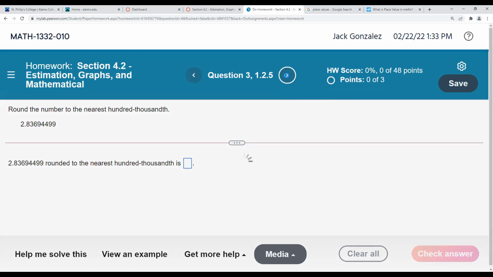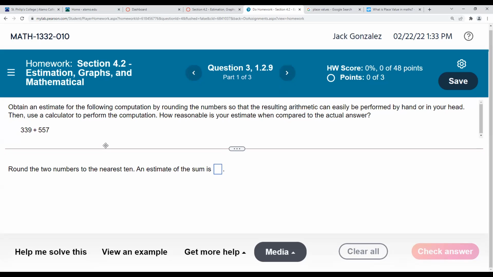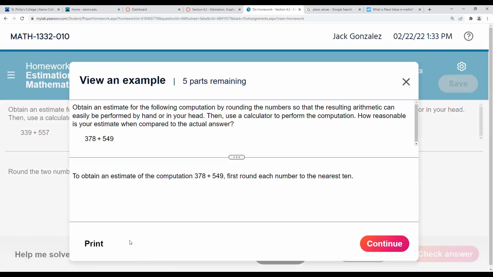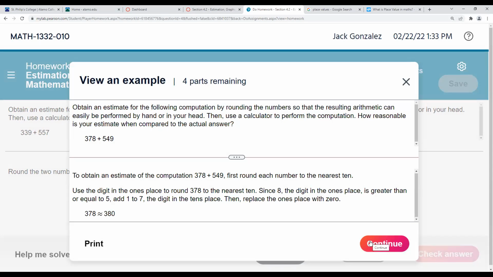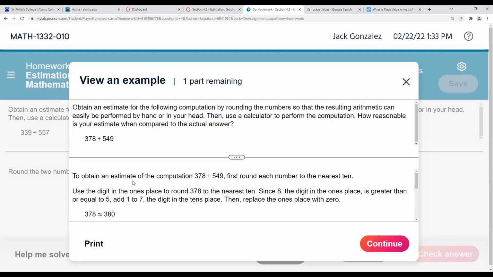Any question on that? Not too bad, right? On these, there's a technique we have to learn. So let's look at the example. See what they do. So to obtain the estimate of the computation, first round each number to the nearest 10. So what are the instructions? Obtain the estimate of the following computation by rounding numbers so the resulting arithmetic can easily be performed by hand or in your head. Then use a calculator to, I guess, check yourself.